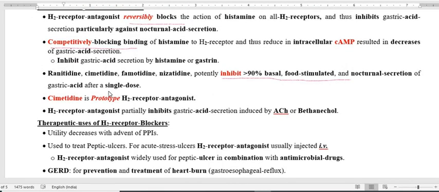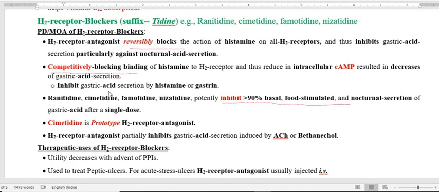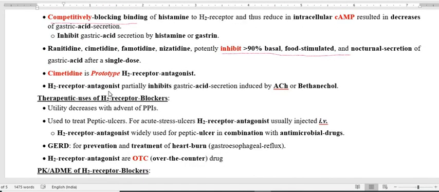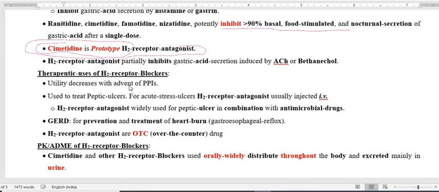So regarding the drugs we already discussed: cimetidine, ranitidine, famotidine, nizatidine. Here we are going to discuss more about the drugs. Cimetidine was the first H2 receptor antagonist, so it is called the prototype of the drug. Cimetidine is the prototype of H2 receptor antagonists. Now we have to go through the therapeutic use of the H2 receptor blockers that we already discussed.